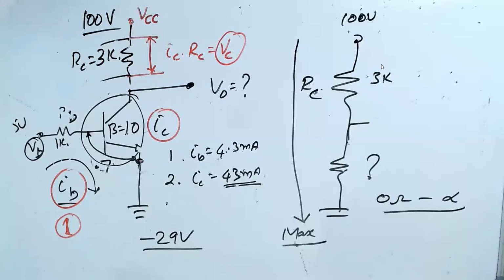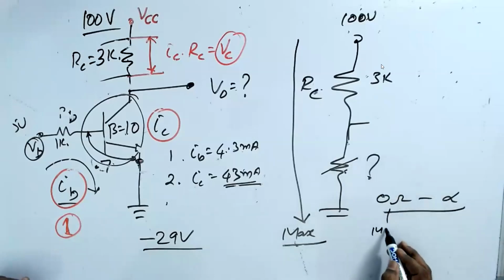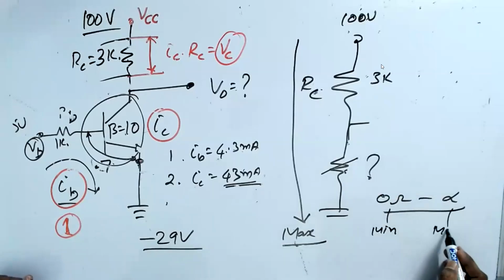I need an answer. Please. What is the maximum current that can flow through the circuit? I don't know the resistor. This resistor can vary from minimum 0 to maximum infinity. What is the maximum current that can flow through the circuit?